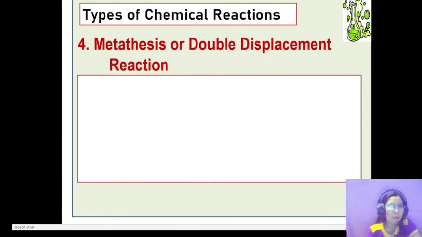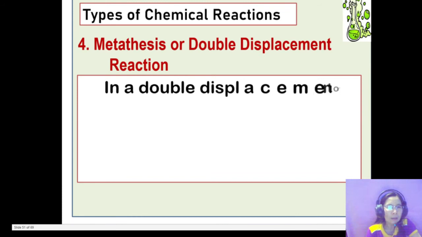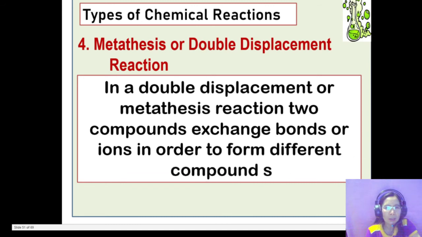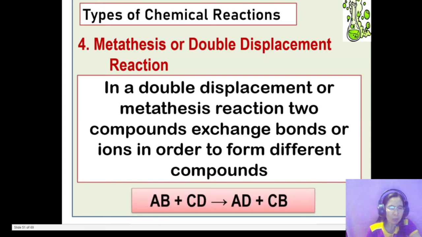Let's go to number 4, metathesis or double displacement reaction. Let's read what is this. In a double displacement or metathesis reaction, 2 compounds exchange bonds or ions in order to form different compounds. And the general formula for this one is AB plus CD yields AD plus CB. So here there should be two reactants and products could either be 2 or more than 2.